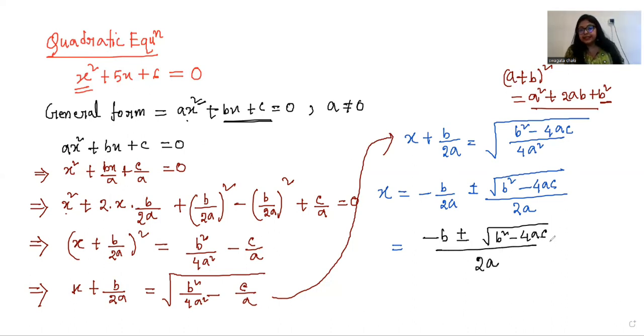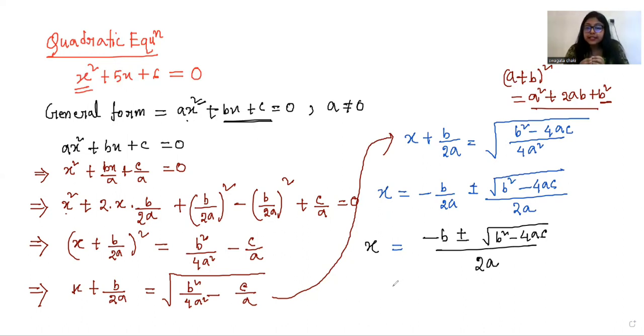So x is equal to minus b plus minus root over b square minus 4ac by 2a. So this is known as the quadratic formula as well as the Sridhar Acharya formula. Clear?